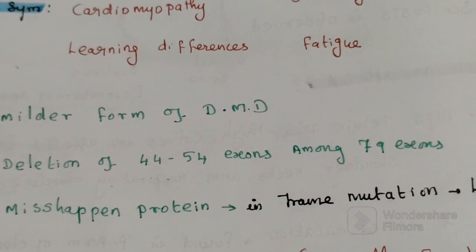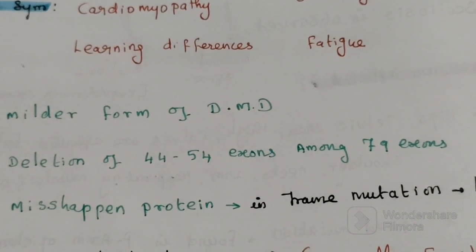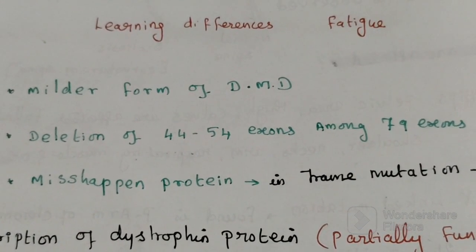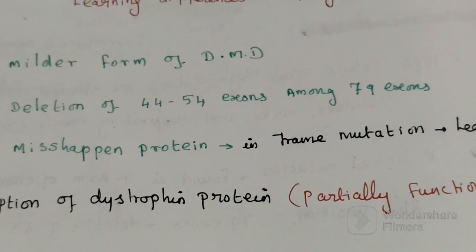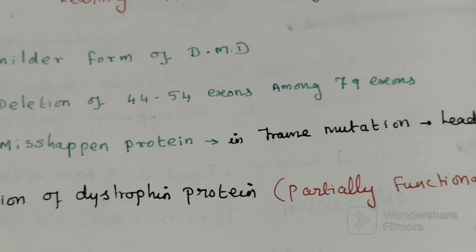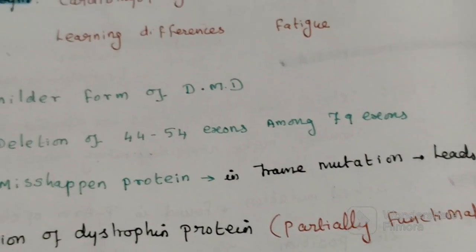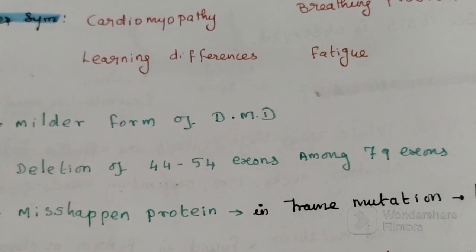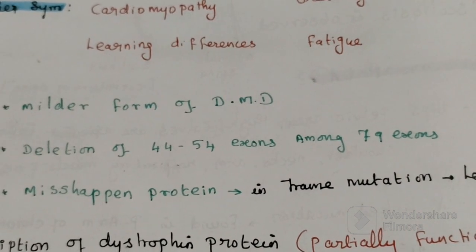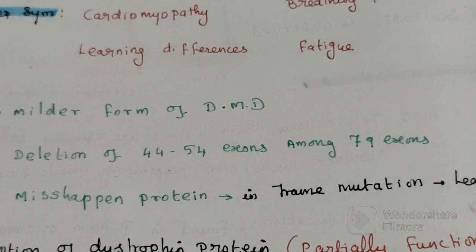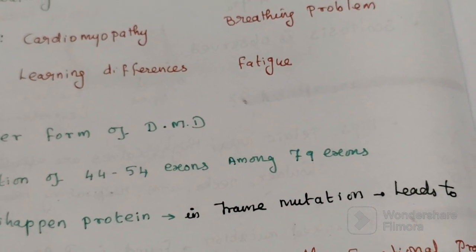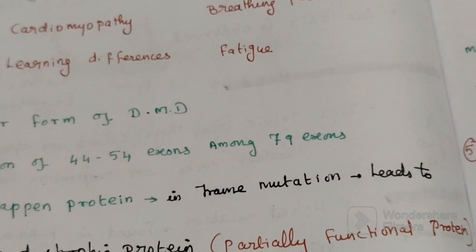With deletion of exons 45 to 54 among 79, we get a misshapen or shortened protein, because this is an in-frame mutation which leads to transcription of the dystrophin protein, that is partially functional. So this one is the milder form.